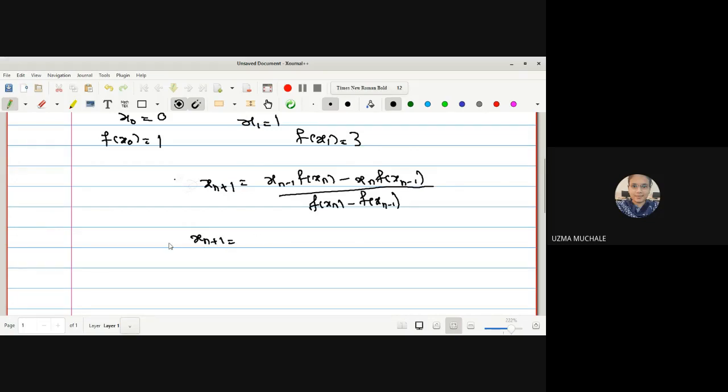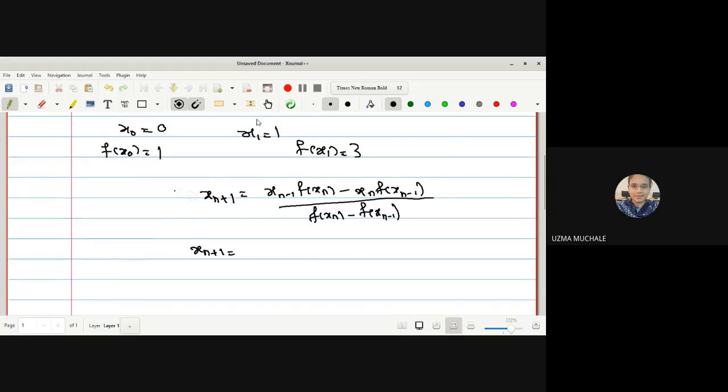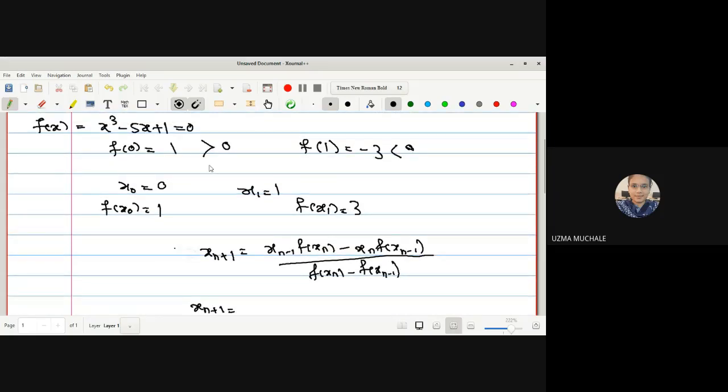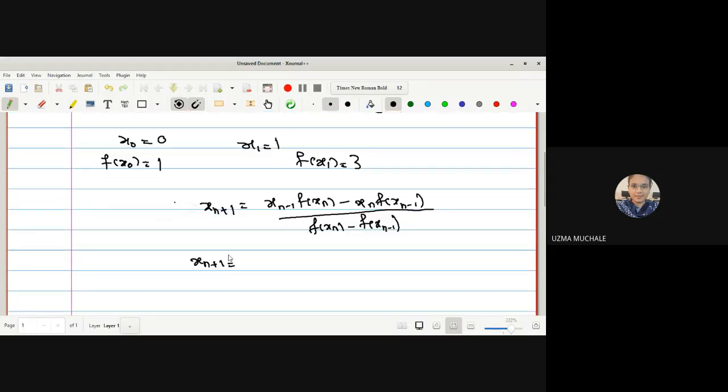Now x0 and x1 we have already chosen from our given data. One is positive, the other is negative, so somewhere in between these two the root will lie. So x0 and x1 have already been chosen. For x(n+1) we will evaluate for n equal to 1, since x1 is already there. If I want to find x2, what should be the value of n? It should be equal to 1.